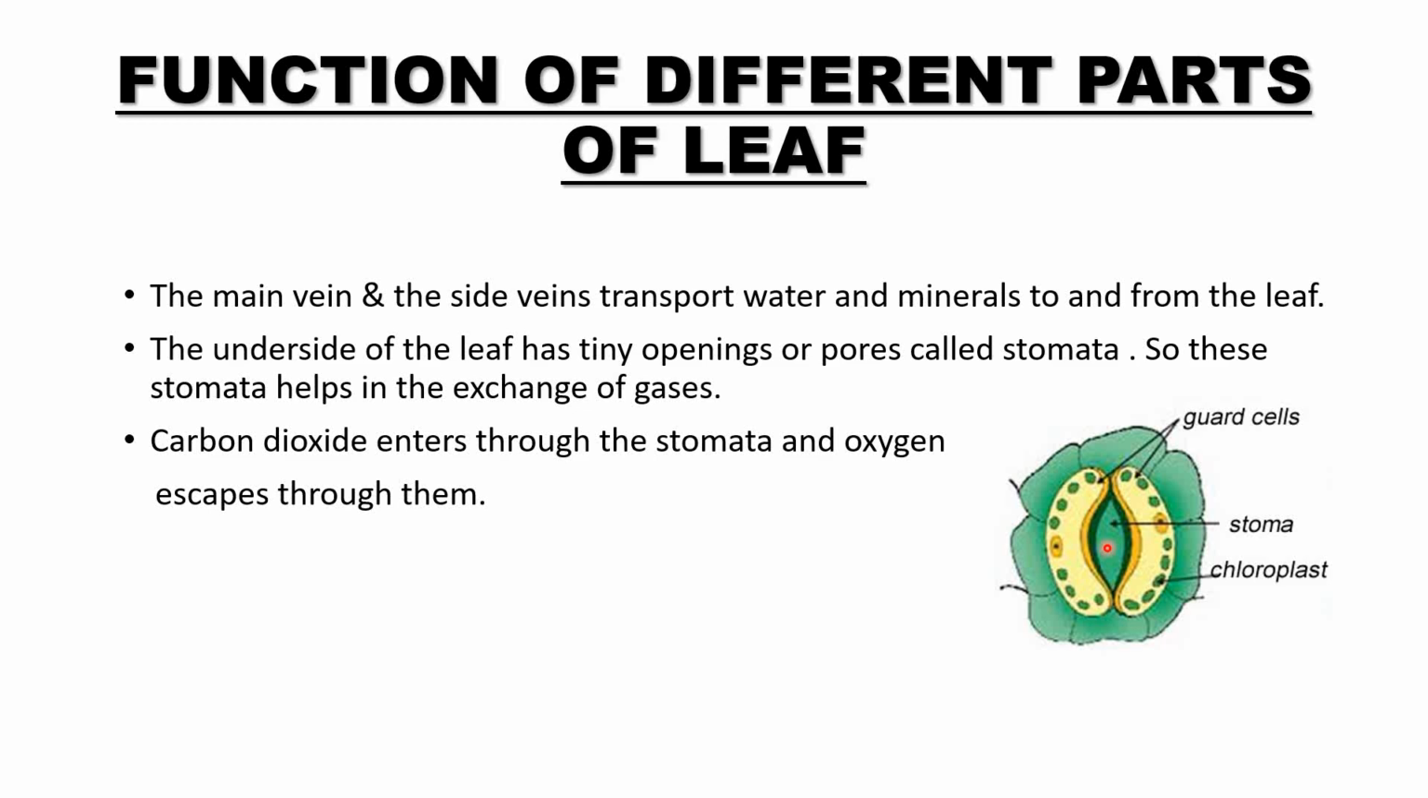Carbon dioxide enters the leaf through stomata, and this also maintains the balance of gases in our atmosphere or air. This topic we will discuss later, how this balance is maintained in the air. So the function of the leaf is clear to you all. So let's move on to the next topic.